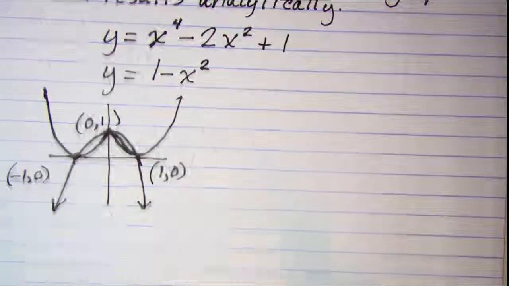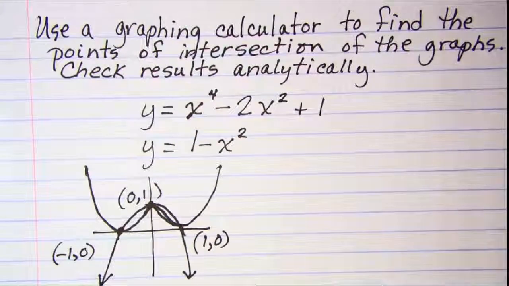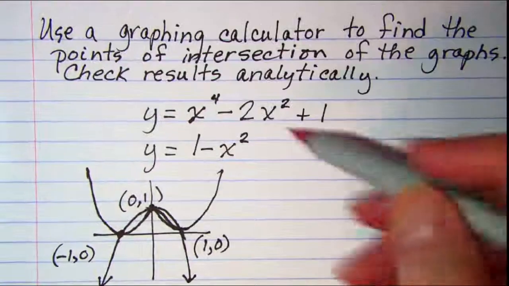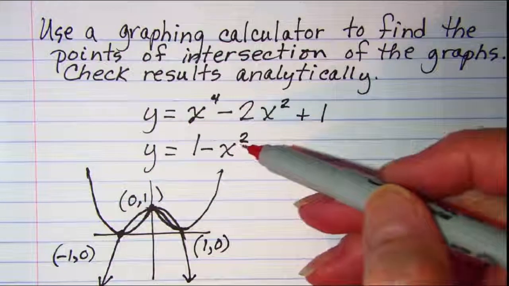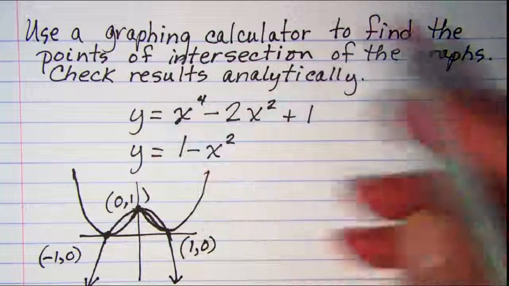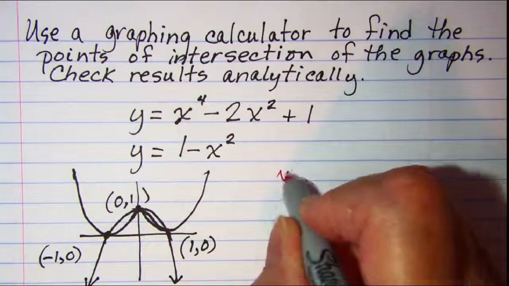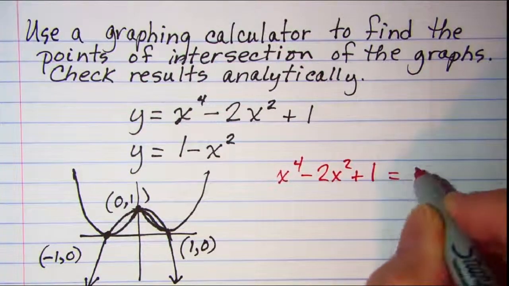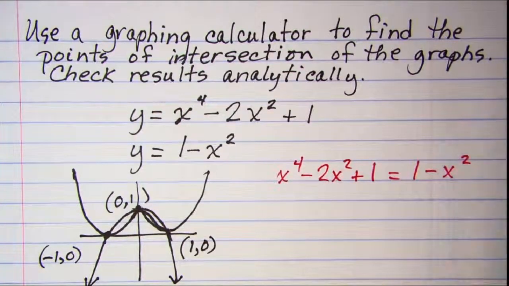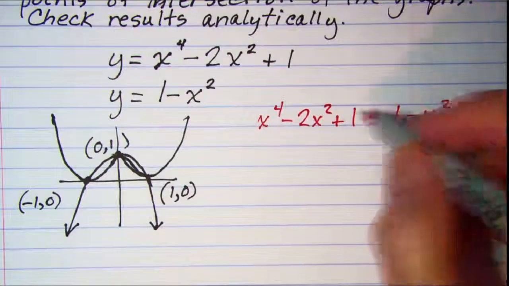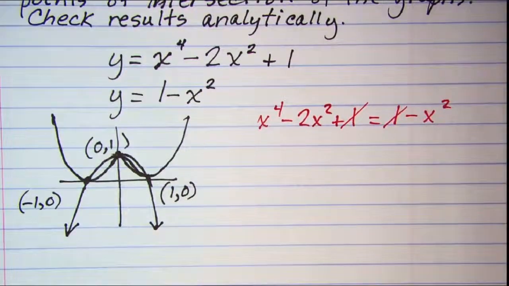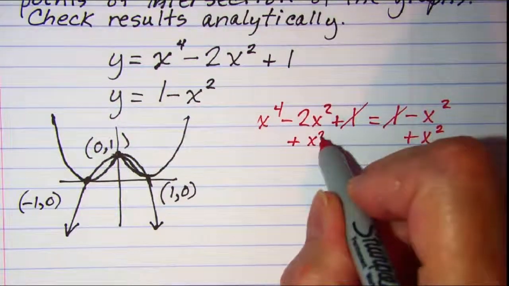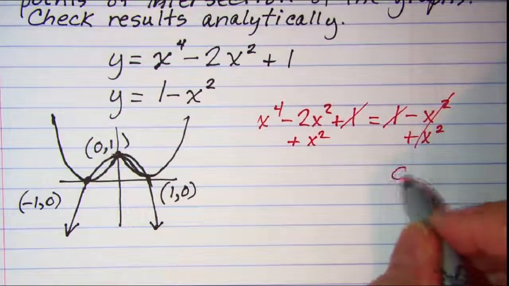So we want to check our results analytically. Now remember, the way to determine points of intersection is to solve the two equations simultaneously. So since they're both equal to y, I would set them equal to each other. So we have x to the fourth minus 2x squared plus 1 is equal to 1 minus x squared. Right? It looks like if I subtract 1 from both sides, those will cancel. And let's add x squared to both sides.